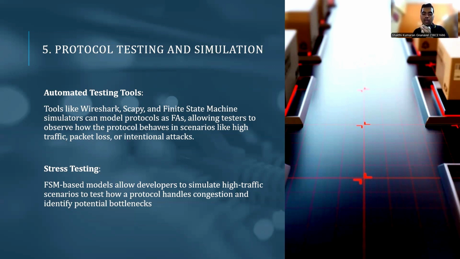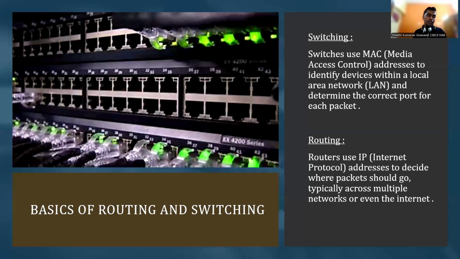In stress testing, FSM based models allow developers to simulate high traffic scenarios to test how a protocol handles congestion and identify potential bottlenecks. Before moving on to routing and switching using FA, let us look at some basics of routing and switching. Routing and switching are fundamental processes in networking that manage how data travels from one device to another. Switching operates within a local area network, LAN, to connect multiple devices such as computers and printers.